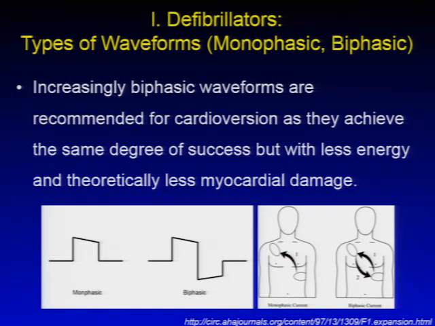Instead, let me describe the defibrillators. You have two waveforms nowadays for defibrillators, monophasic and biphasic. There is an increasing trend toward biphasic waveforms in practice. The reason is that they provide to and fro energy to the heart that can achieve defibrillation with the same degree of success as the monophasic machine with a decreased energy requirement, therefore less myocardial damage.